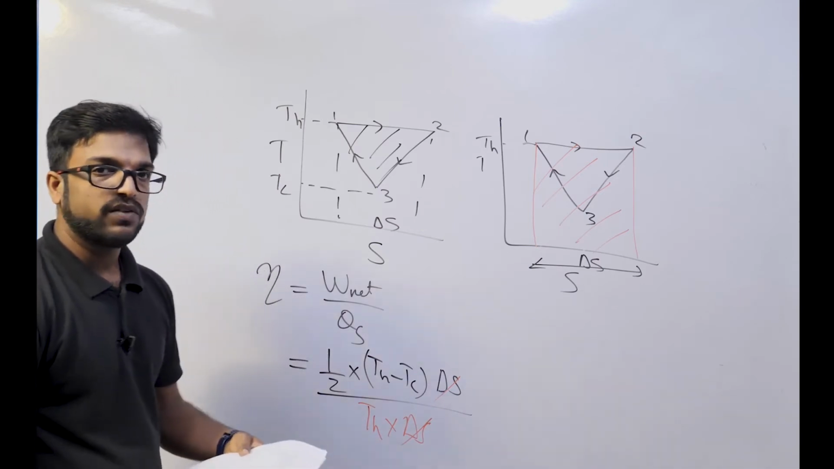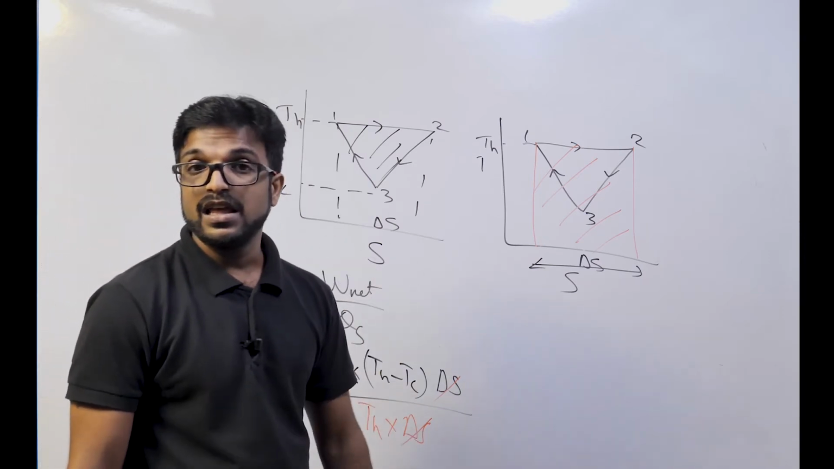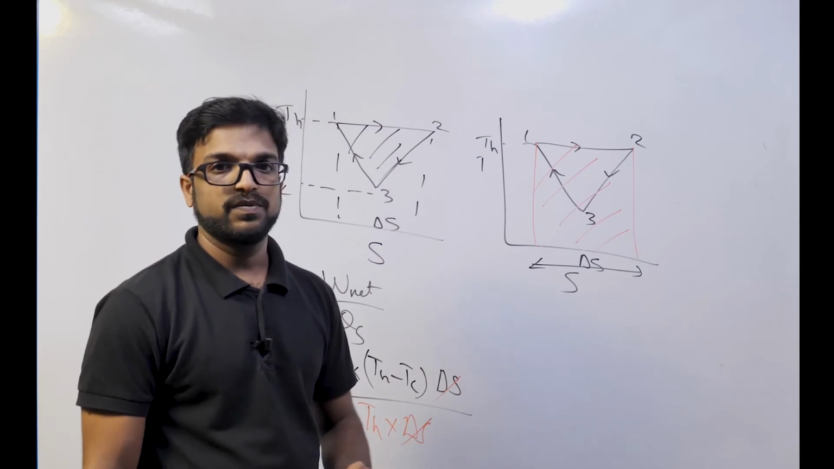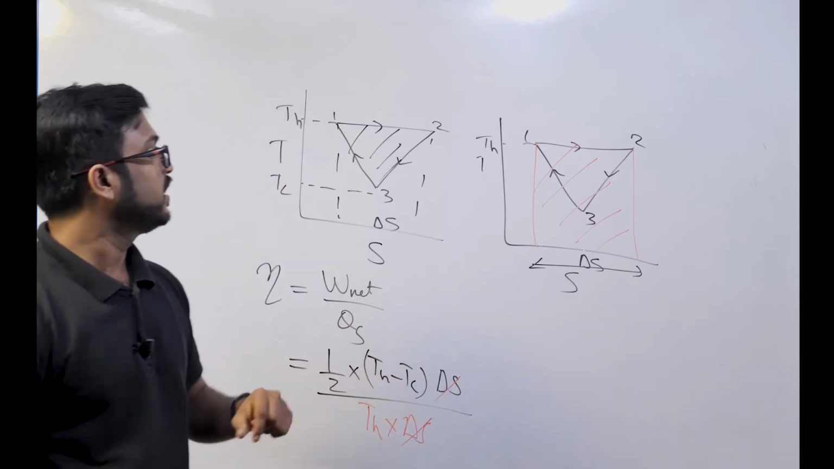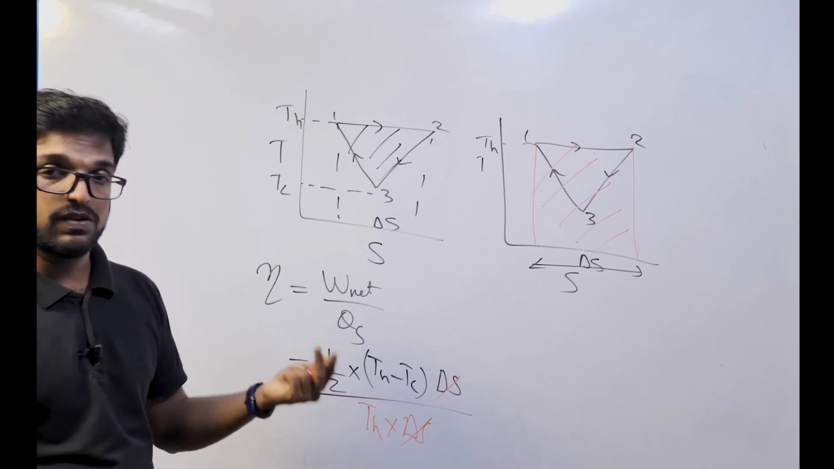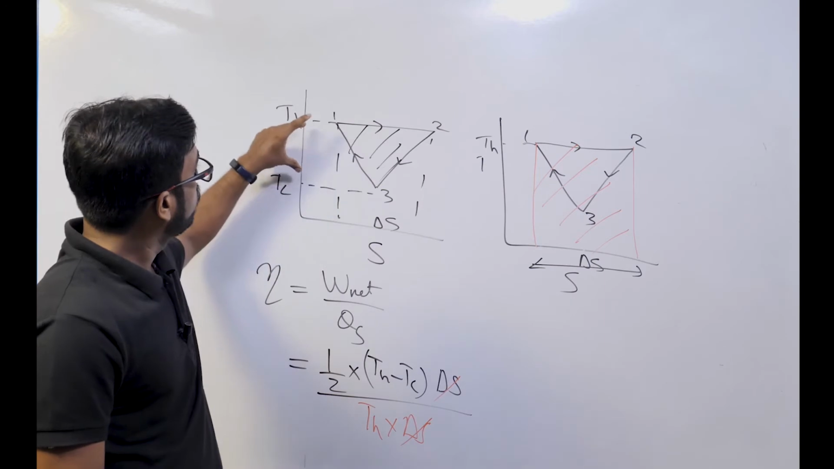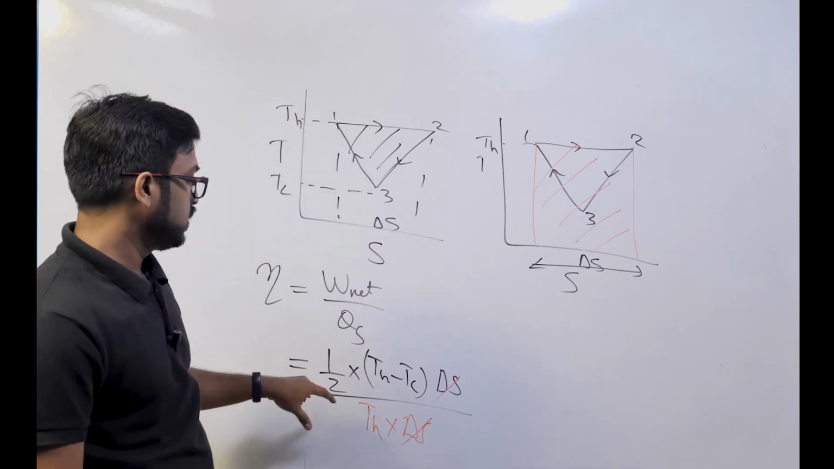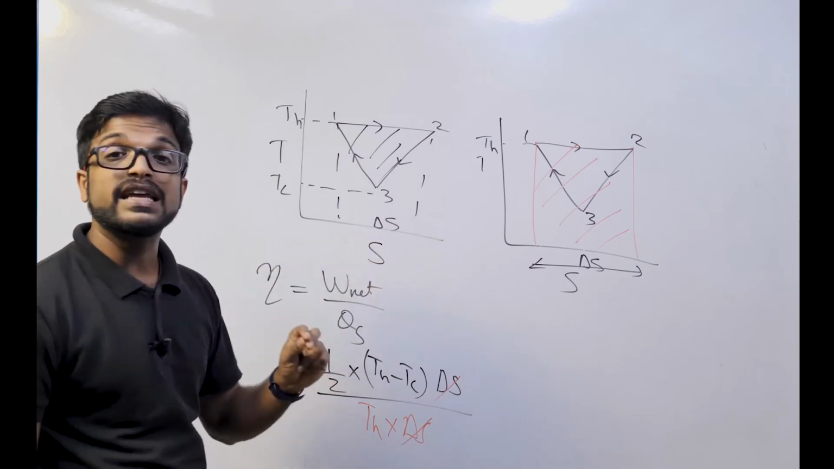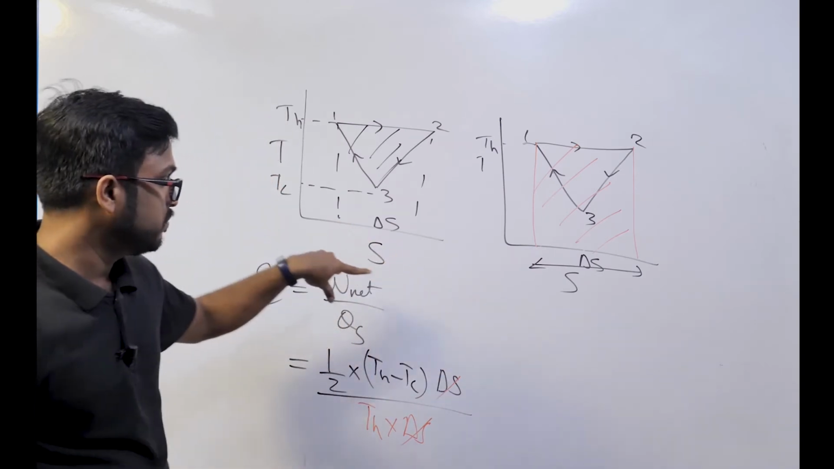So let me quickly give you a revision of that problem. We needed to find the efficiency of that cycle. Efficiency of that cycle is nothing but net work divided by heat supplied. The closed area will be giving you the net work in a TS diagram as well as a PV diagram. So I am finding the closed area, that is nothing but half into base into altitude, that is half into TH minus TC. They haven't given what the base is, but I am taking delta S as the arbitrary base.